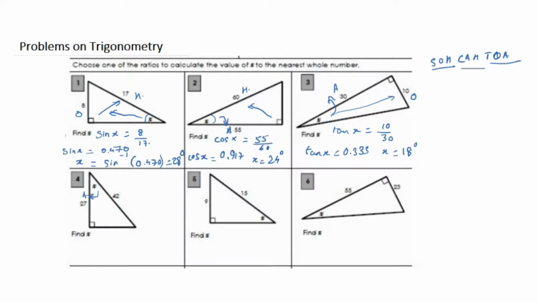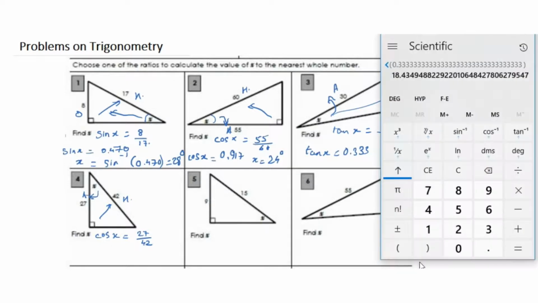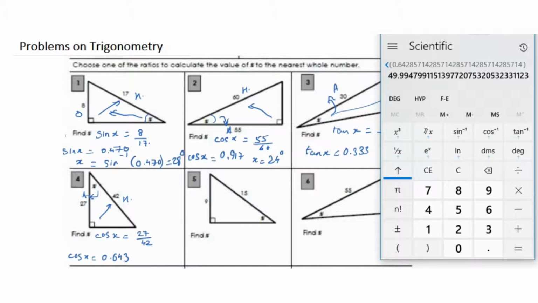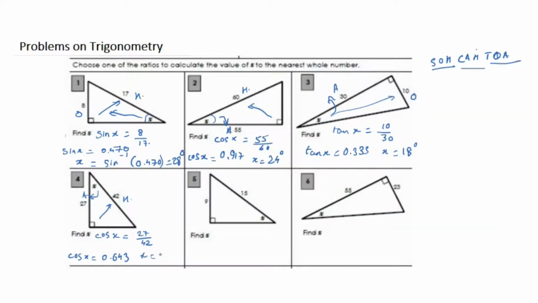Now again, here we have got the adjacent side and we've got the hypotenuse. So adjacent and hypotenuse, we need to use cos. So we say that cos of x is equal to adjacent over hypotenuse, so 27 over 42, which will give us 0.643. So we say that cos of x is equal to 0.643, and then we find out the cos inverse of that, and cos inverse of that is going to be 49.99, or we can say that x is equal to 50 degrees.